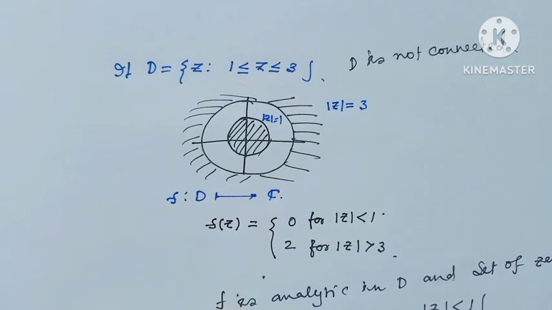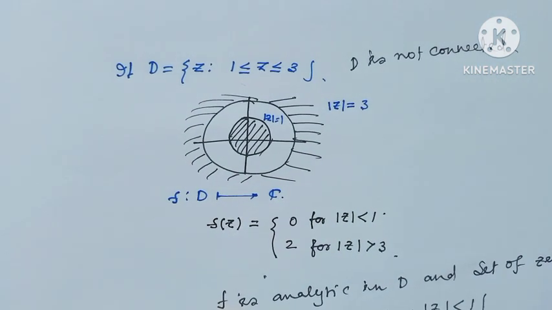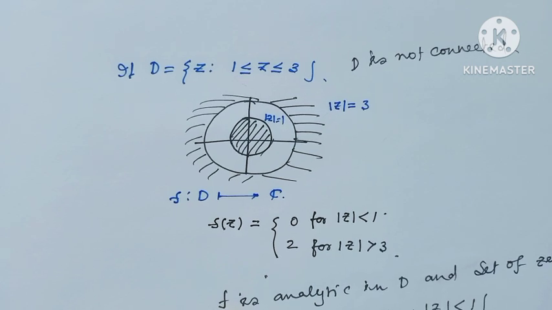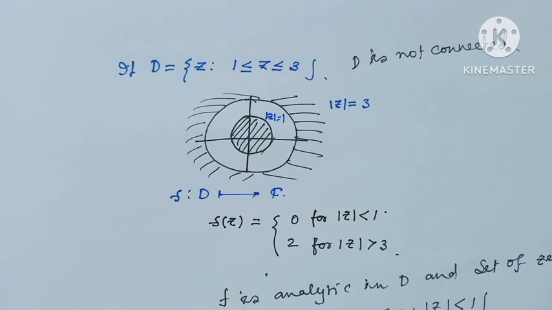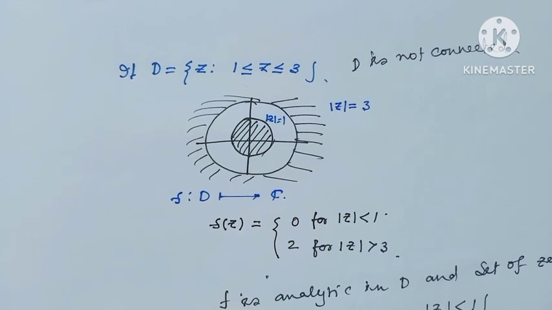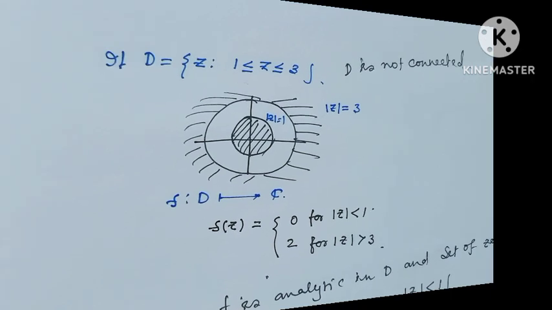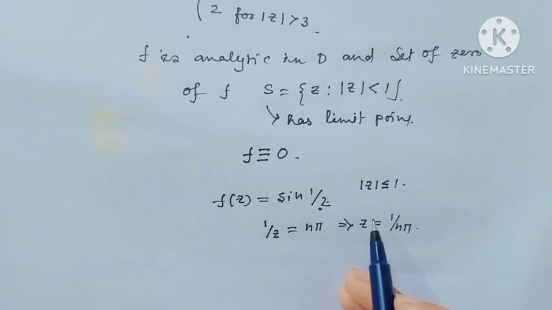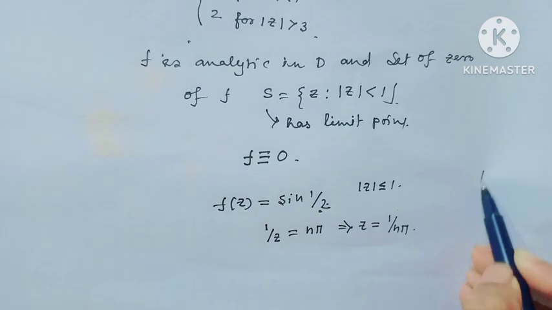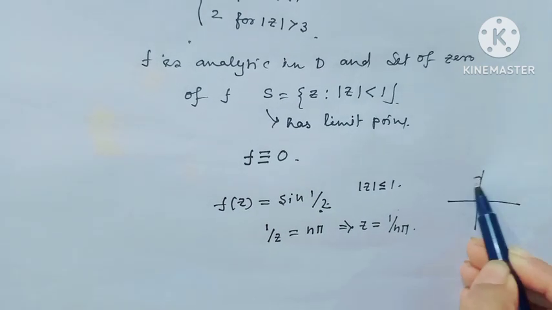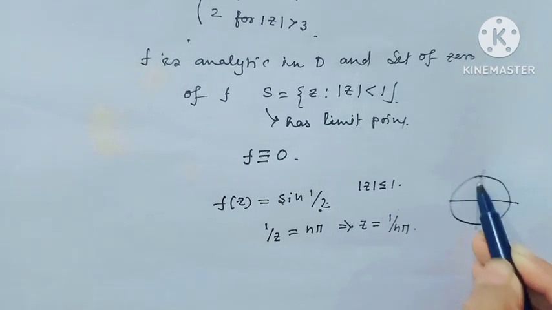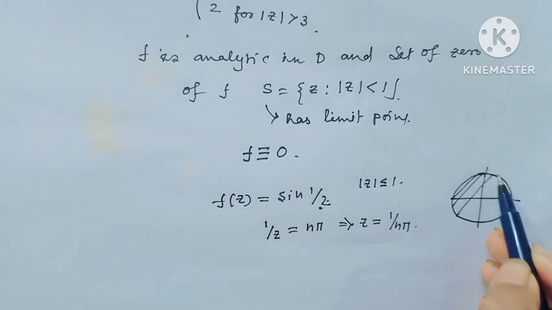Just recall, at first the domain must be connected, then the function analytic. Then if the zeros have a limit point which belongs to the set, then we can say the function is identically equal to 0. Next example, f(z) = sin(1/z) on the domain |z| ≤ 1.